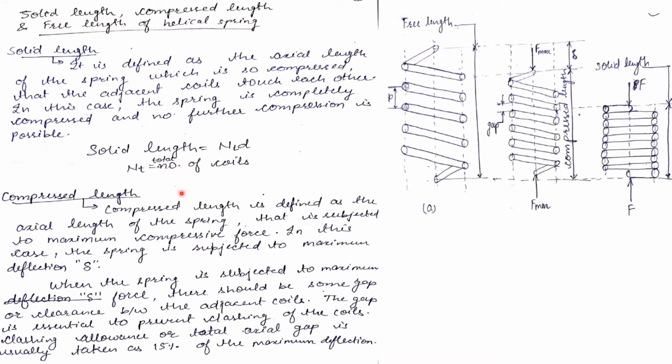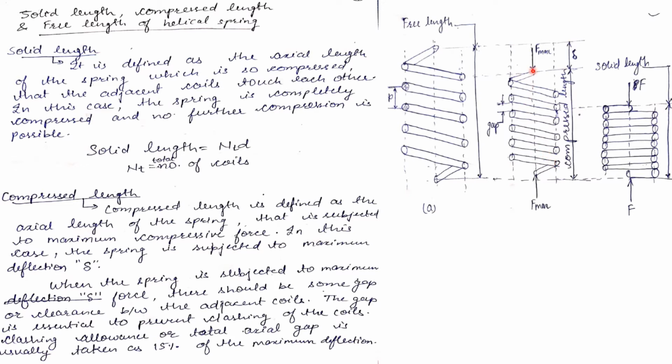Now, compressed length. What is compressed length? Compressed length is defined as the axial length of the spring that is subjected to maximum compressive force. In this case, the spring is subjected to maximum deflection. We get the maximum deflection in this case. This is a compressed length spring diagram.